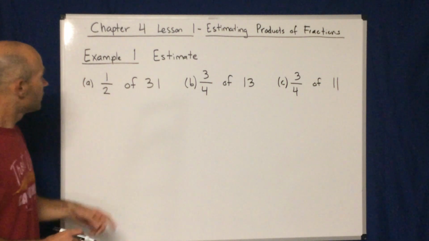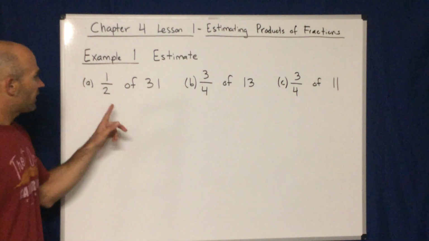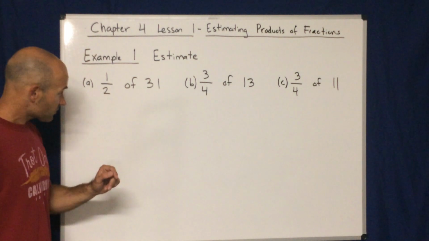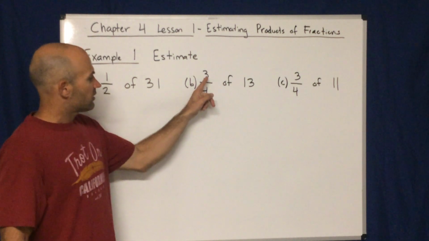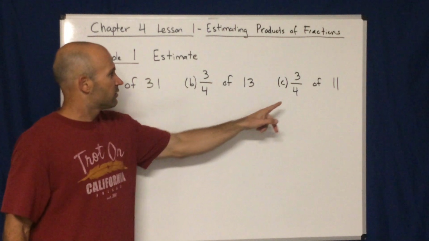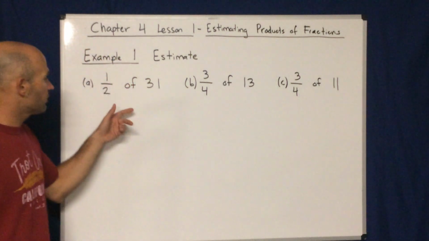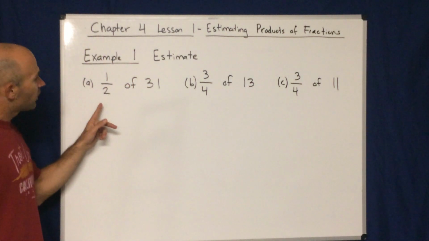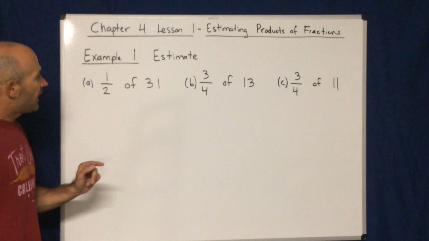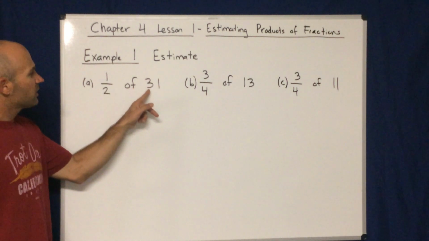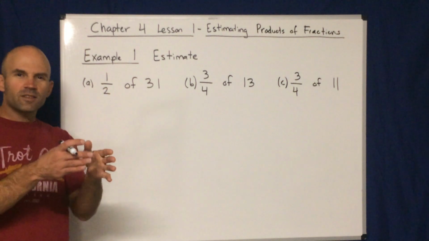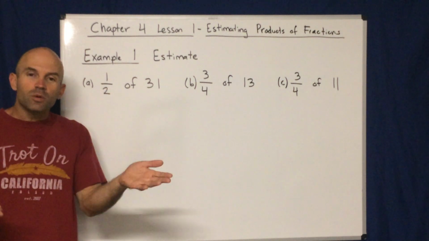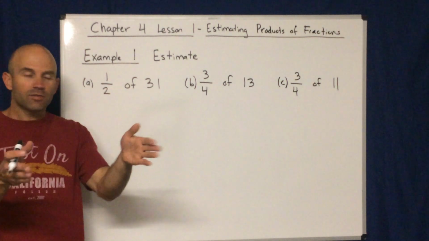these products. So with this first example, I want to estimate 1/2 of 31, and then we'll do a second one, estimate 3/4 of 13, and finally 3/4 of 11. So let's start with this one. I want to take 1/2 of 31, and the idea is if I look at this number here, 31 doesn't divide evenly by 2, right? 31 doesn't divide into half.